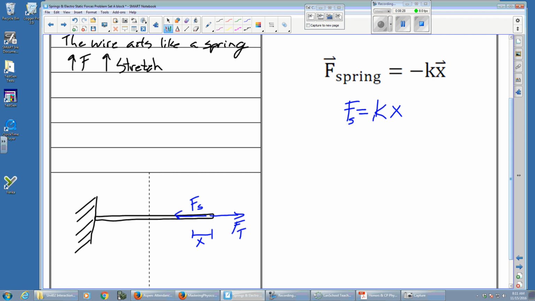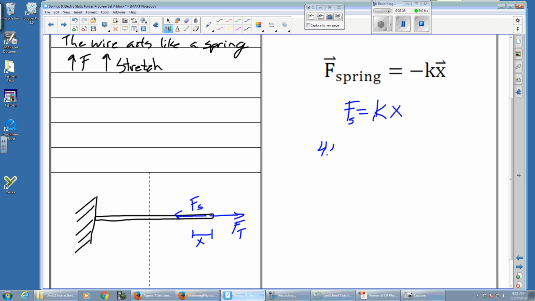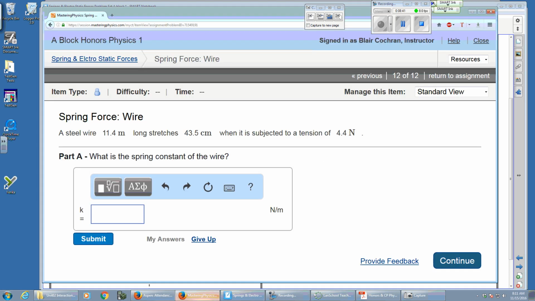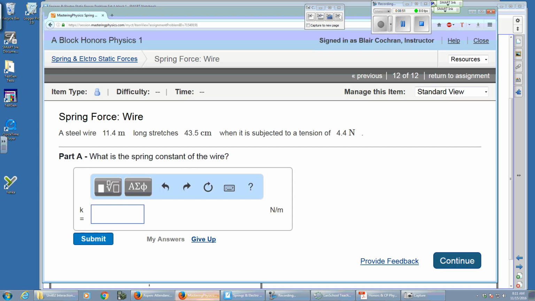So I have that, don't I? 4.4 newtons equals, I think it's k that I don't know. Yeah, k that I don't know. And then I need to know how much it stretches. Oh, that's the 43.5 centimeters. So what's that 11.5 meters? Where does that come into play?